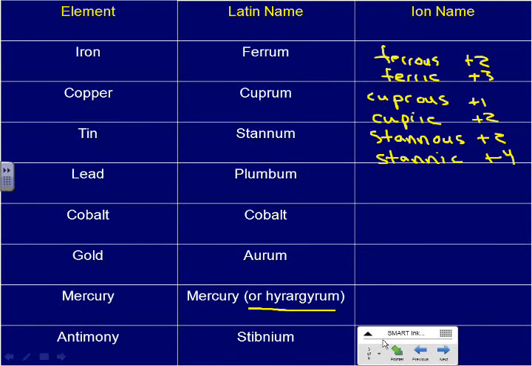Okay, now lead. The Latin name is plumbum. You may giggle about that. It is funny to say. This is plumbous and plumbic. And it's 2 and 4 as well, I think, isn't it? Plus 2, plus 4. Okay?